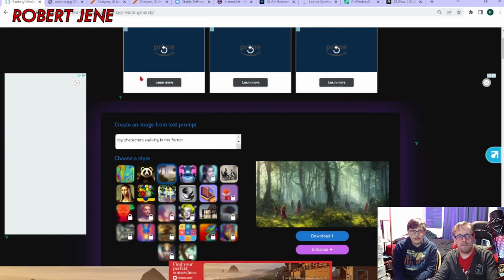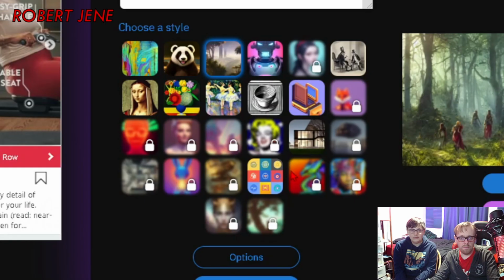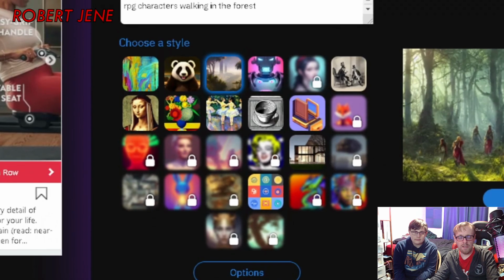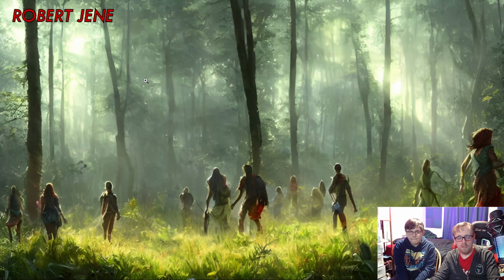deepai.org. It can make some really interesting images, but these are deep. This is the architecture one, for example. And this is some weird painting style. And this is like oil painting that's fantasy. I put RPG characters walking in a forest, and this is what it output. Really high-res image. You can make desktops for your computer or whatever with that one.